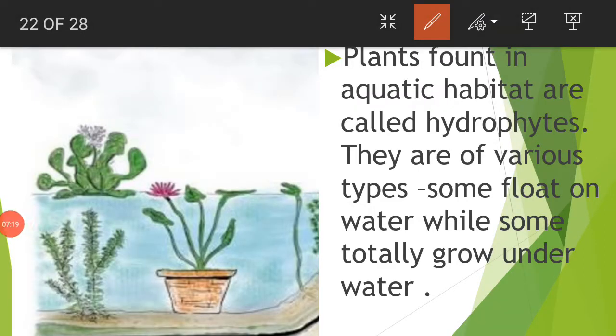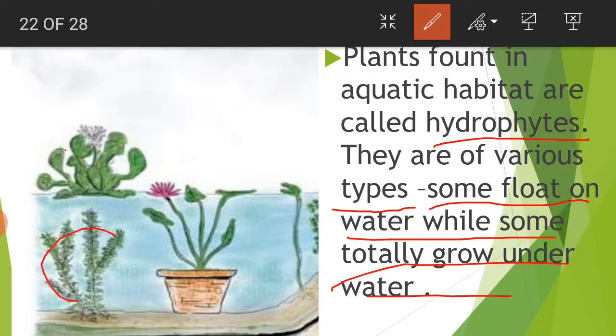Plants found in aquatic habitats are called hydrophytes, and they are of various types. Some float on water, some totally grow in water, and some are rooted and floating on water.